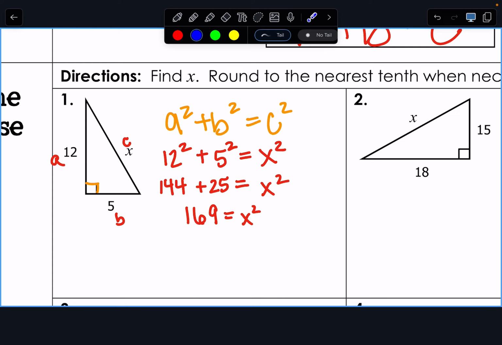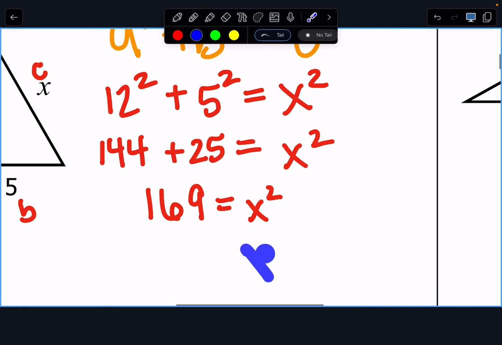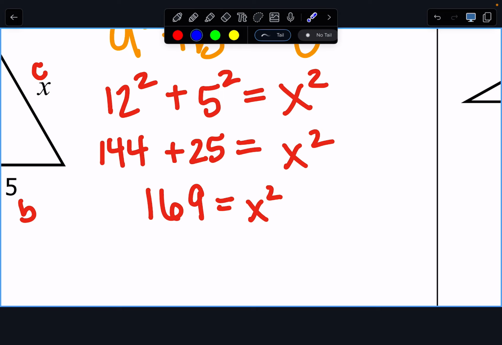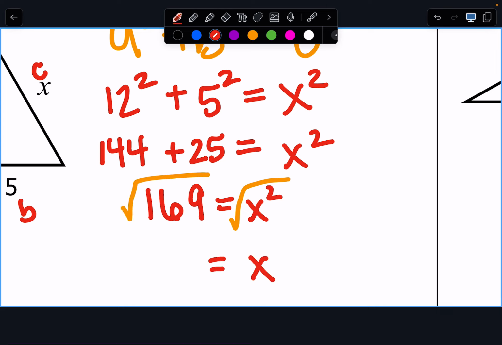Landon is asking, do we put 13 as the answer? What do you think? Yes. Okay, so how did he get 13? 13 squared. Yes. How do we, because I want x equals, right? So how do we undo a square? We unsquare, which is a square root. So I'm going to take the square root of both sides, and when we do that, Landon is saying that the square root of 169 is 13.